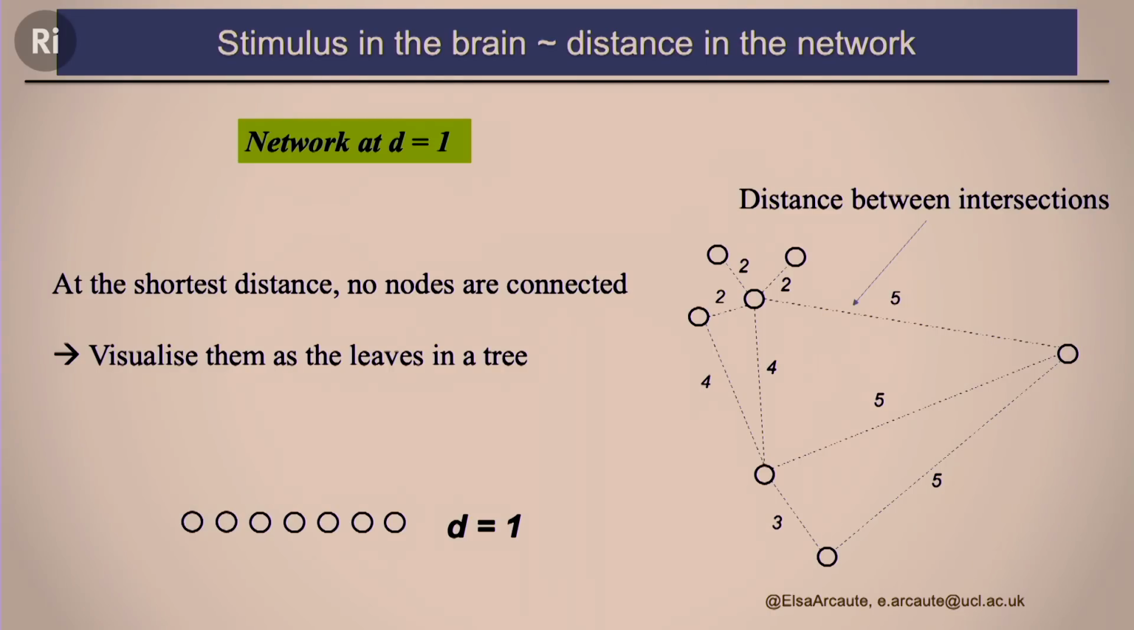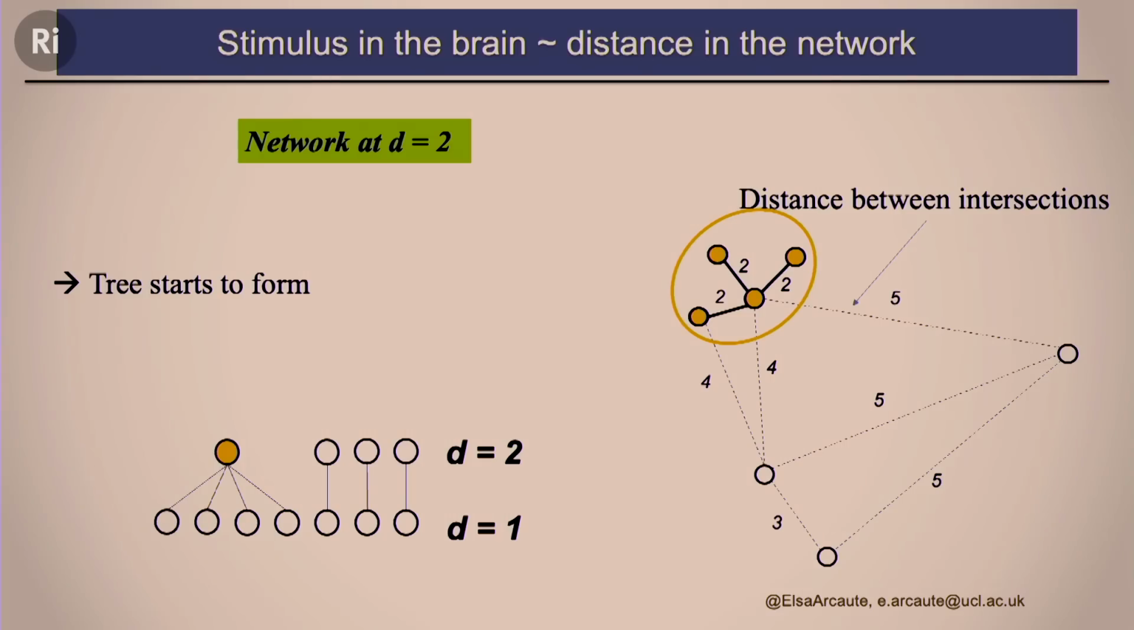Because none of those were interacting. Then I say, okay, I'm going to increase the stimulus. So in the same way that we were increasing the stimulus in the brain, I'm going to allow for the message to pass if the distance is at least 2. So when I do this, I start to see some communities forming. I only have the one community that forms, and then I create my tree in this way.